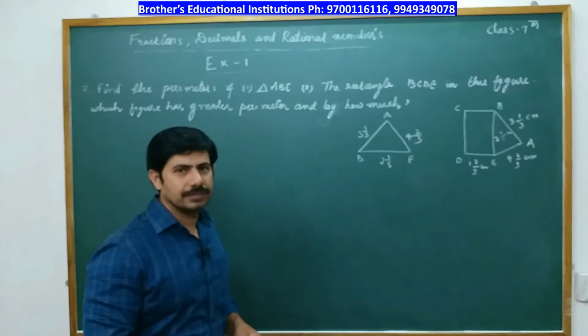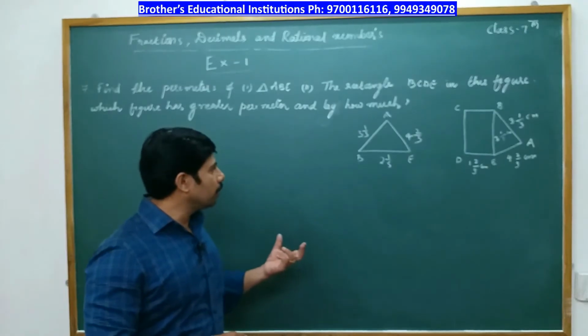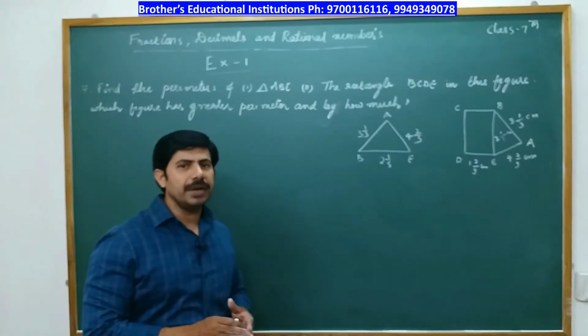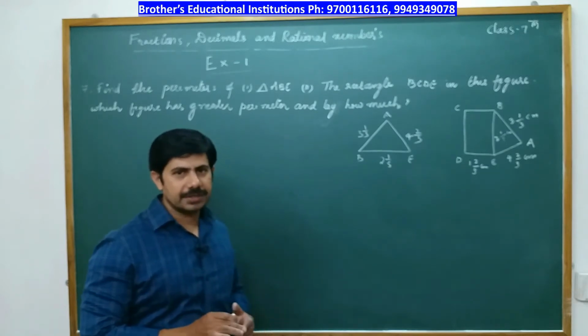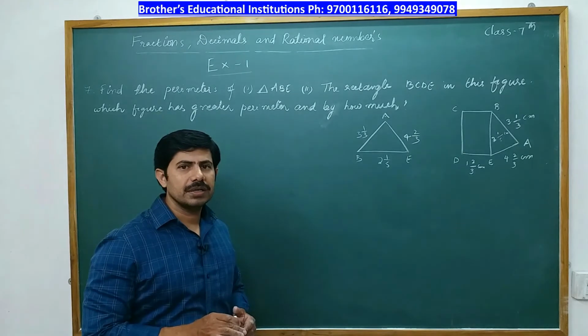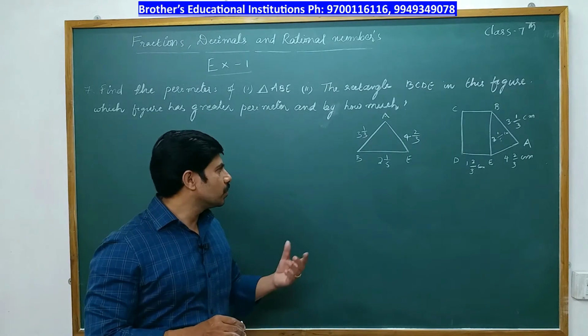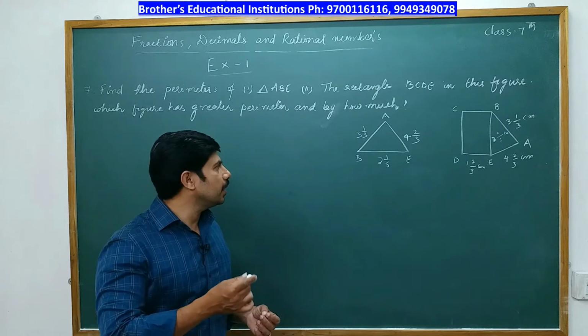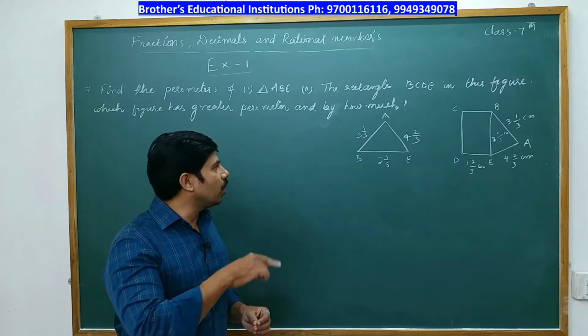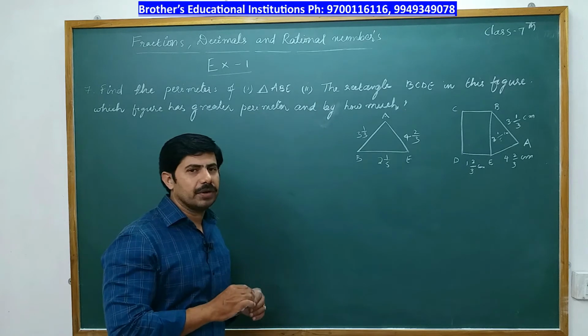So the triangle is ABE. Now we'll find the perimeter. What is perimeter? Perimeter is nothing but the sum of all the sides. In a triangle, what are the sides we have? AB, BE and AE. We have to add all three sides, and we get the perimeter of the triangle.